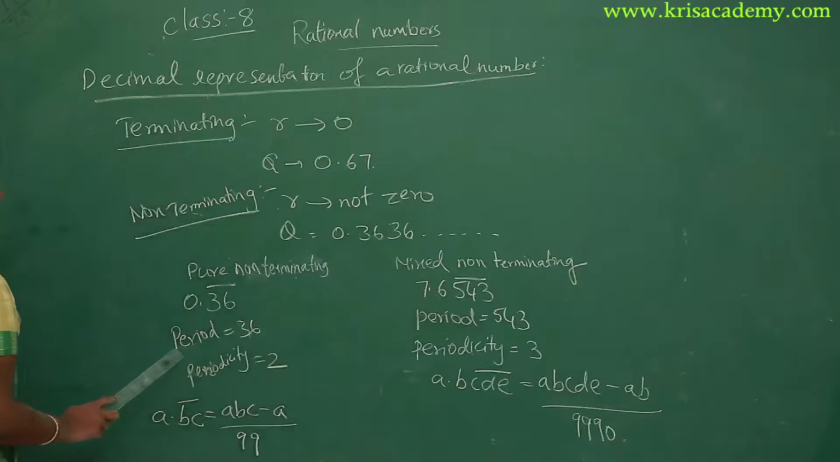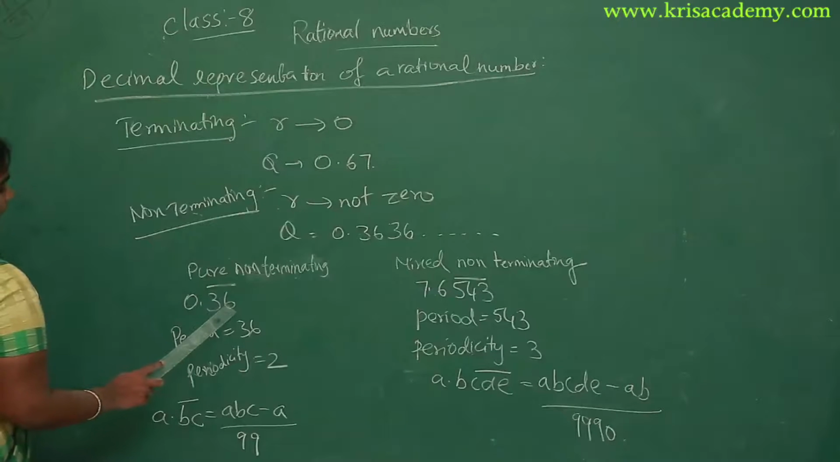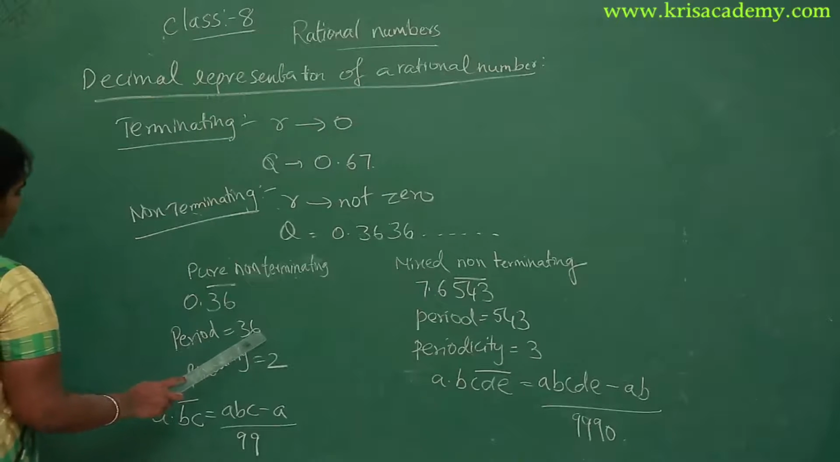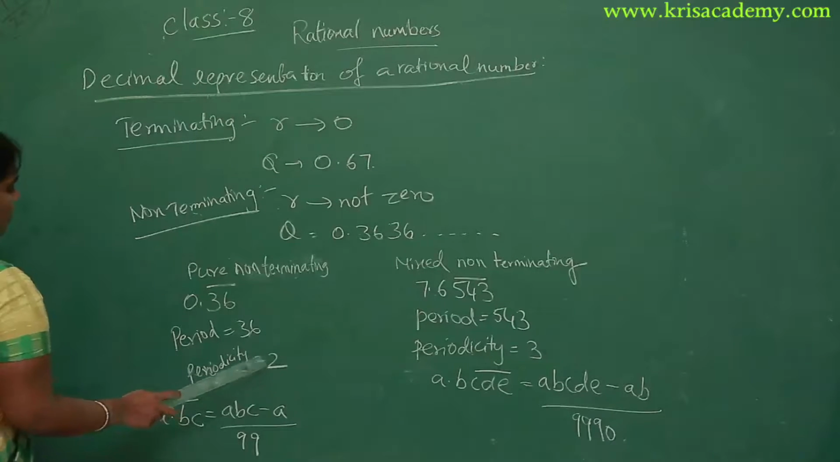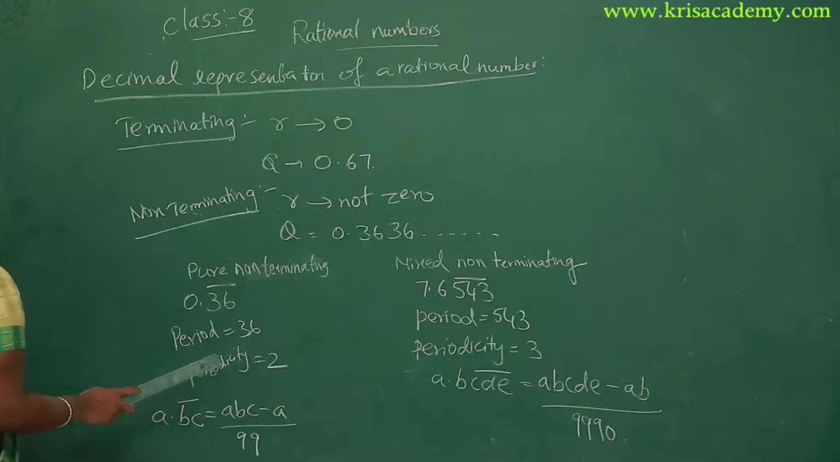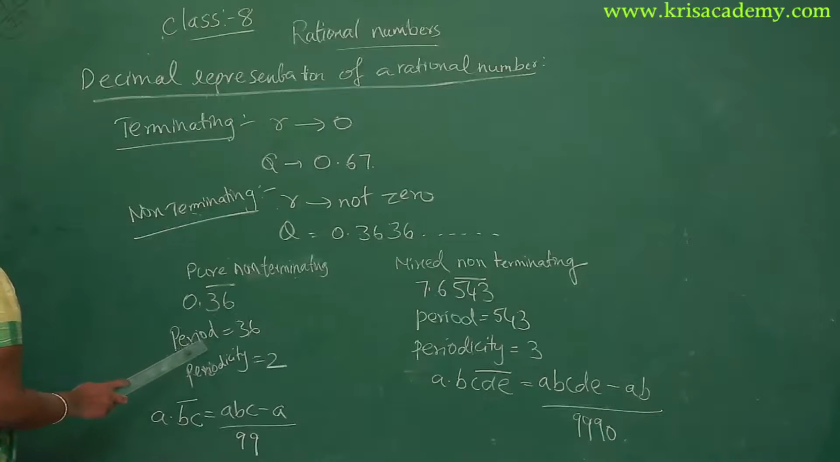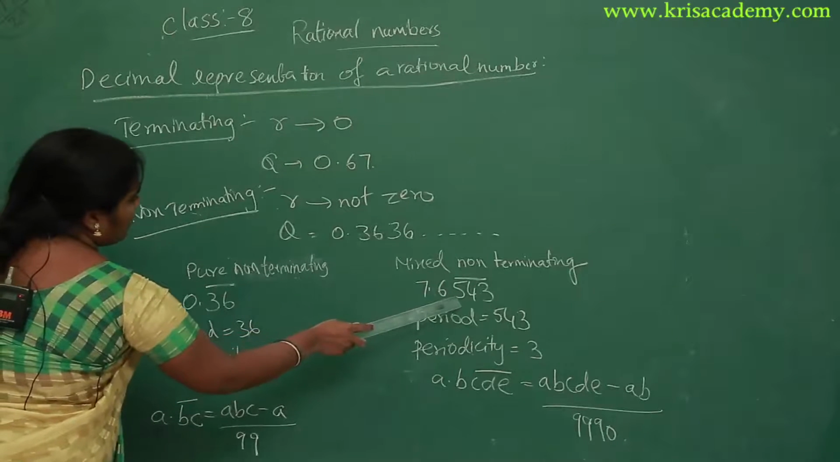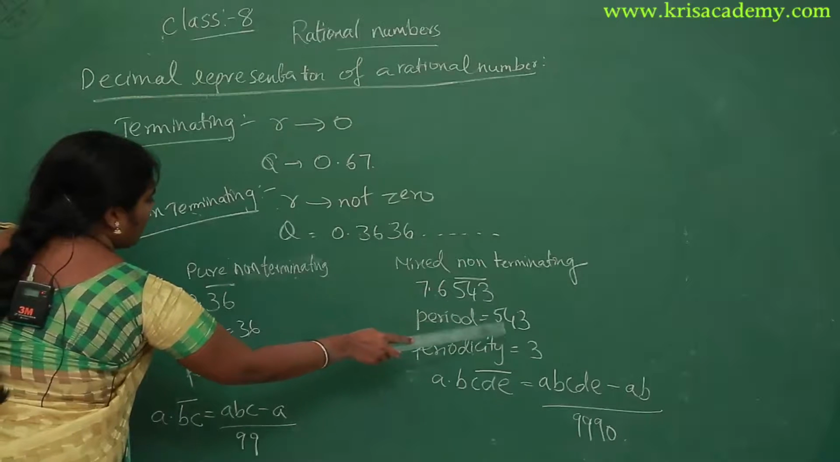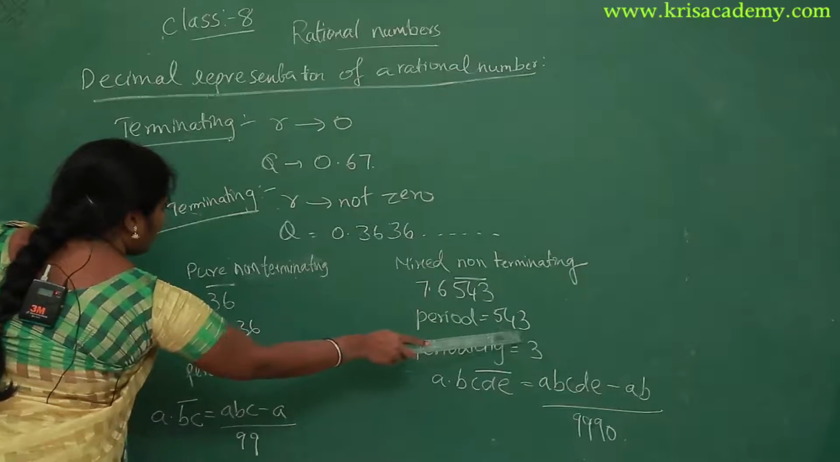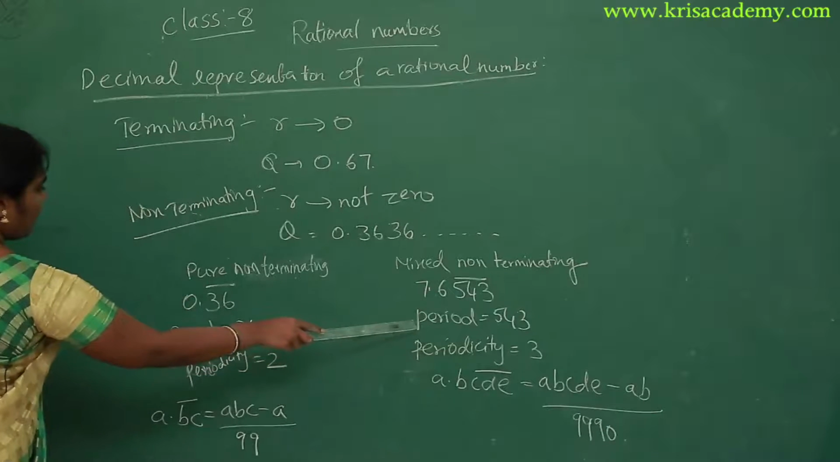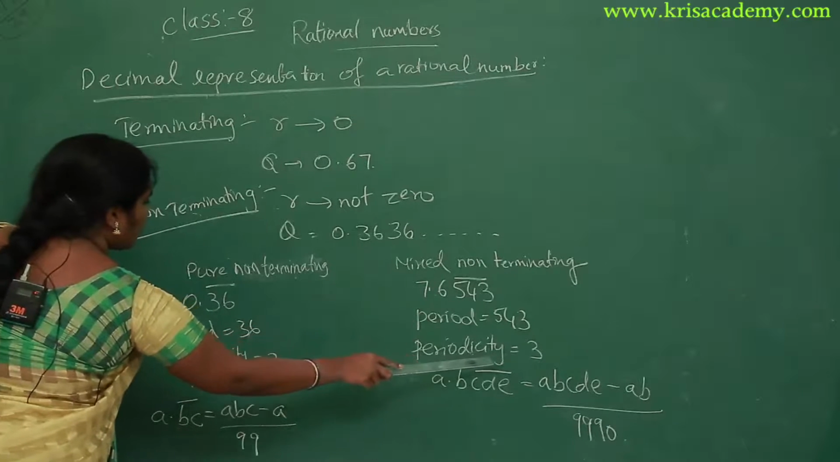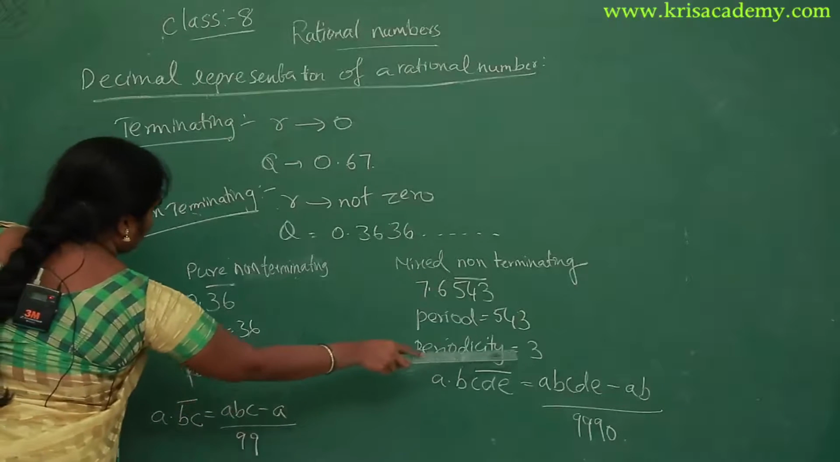Now we have to know what is period and what is periodicity. Period is nothing but which numbers are repeating. Here, what numbers are repeating? 3, 6. So the period is 3, 6. How many are repeating? 2 values. How many values are repeating is known as periodicity; what those values are is known as period. Same here: the period is 5, 4, 3, the values that are repeating, and the periodicity is 3, how many values are repeating.